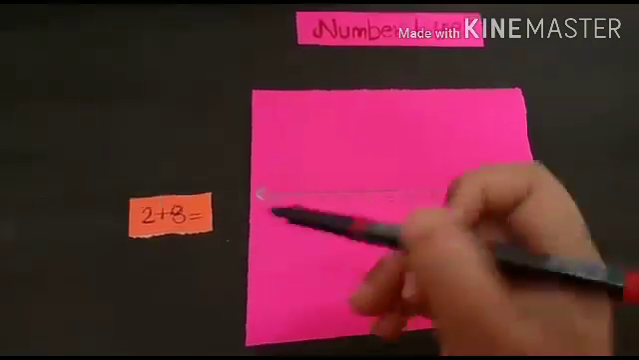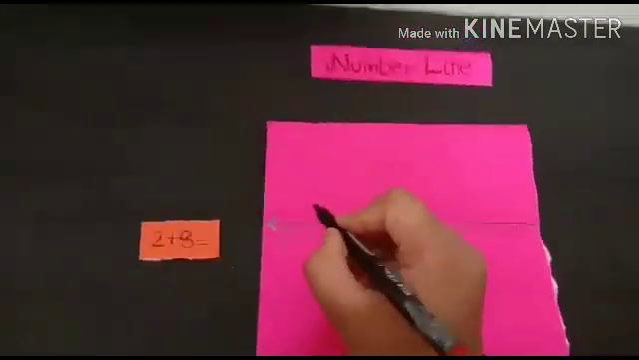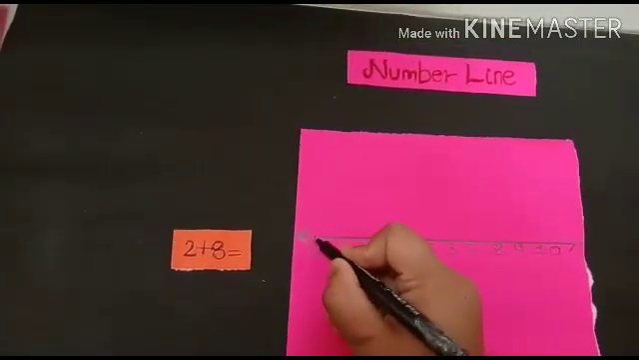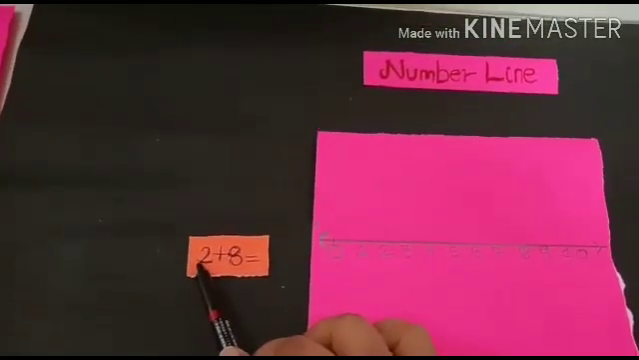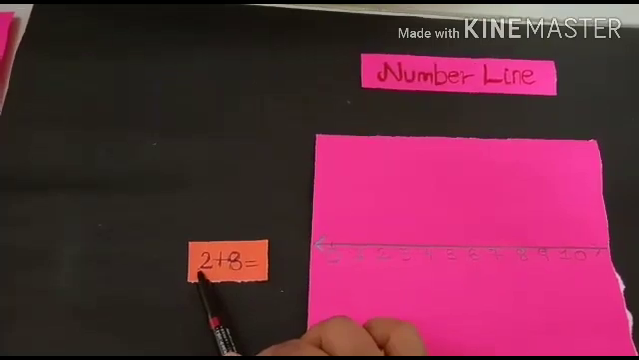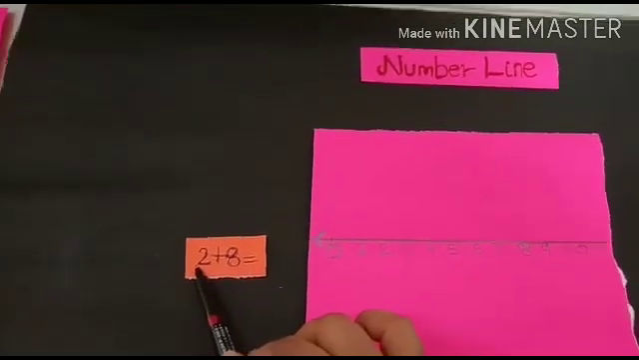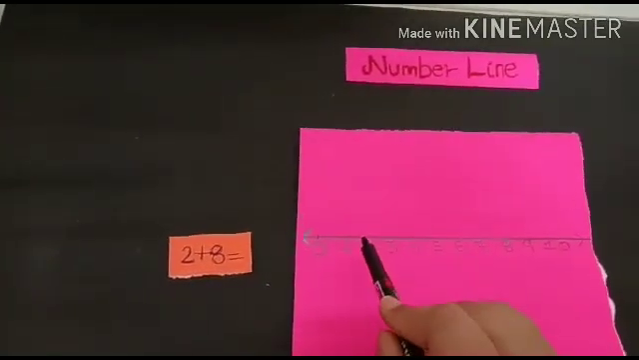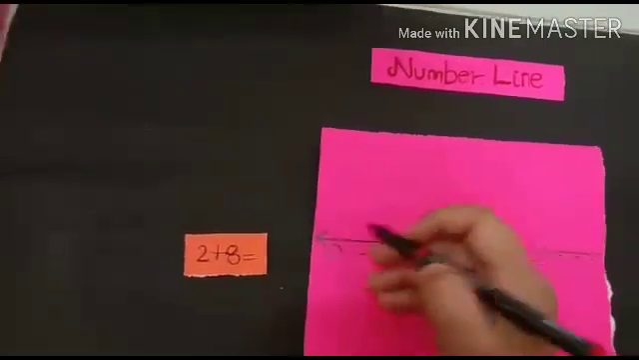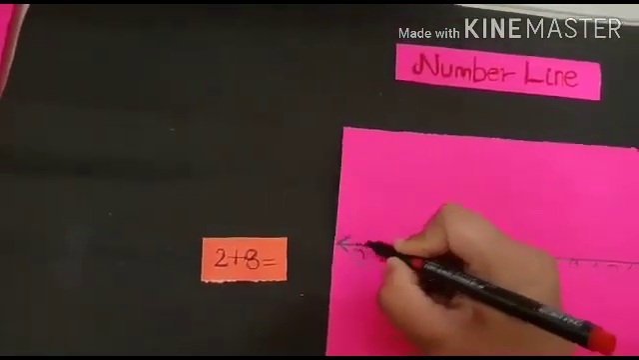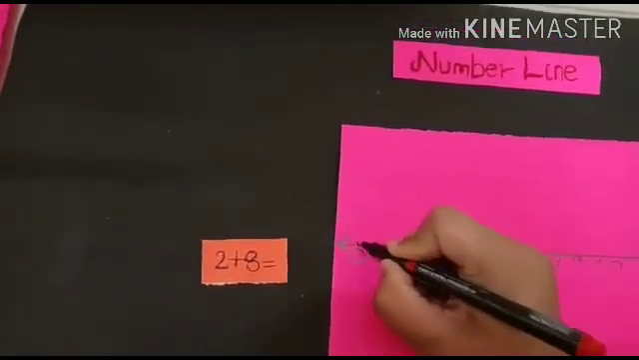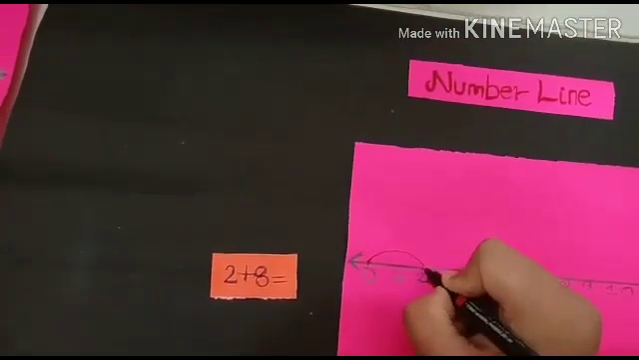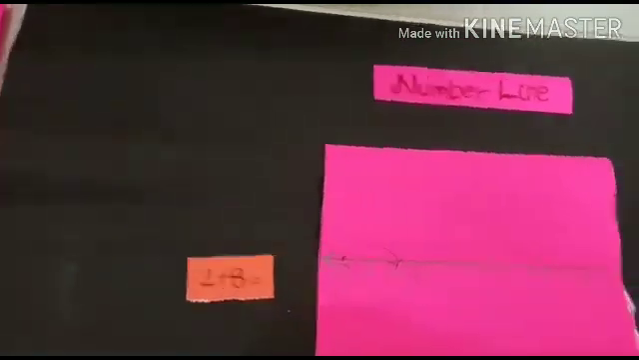Yes, we will start with 0. And our first number is 2. So, up to where we will jump? Up to 2. Very good. So, starting from 0, we will jump up to 2.